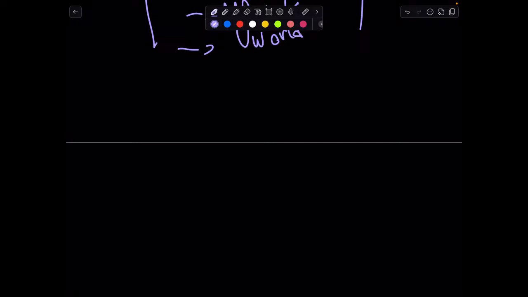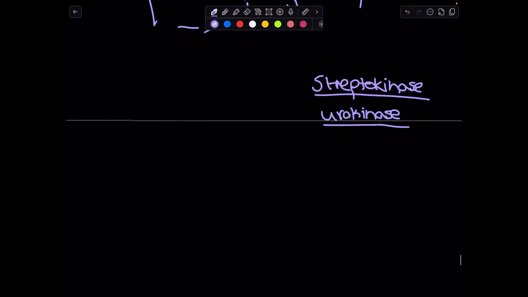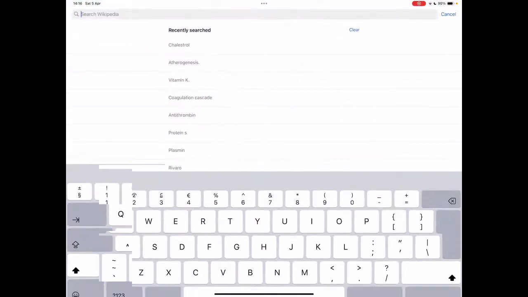Okay, lastly, fibrinolytics. We talked about them a bit, but I want to ask about streptokinase and urokinase. Sure, streptokinase and urokinase are fibrinolytics, meaning they help dissolve blood clots. Streptokinase is derived from streptococci bacteria and works by activating plasminogen to plasmin, which breaks down clots. Urokinase, originally found in urine, also converts plasminogen to plasmin, but it's produced naturally in the kidneys. Both are used in clinical settings to treat clots, but they have different sources and properties.